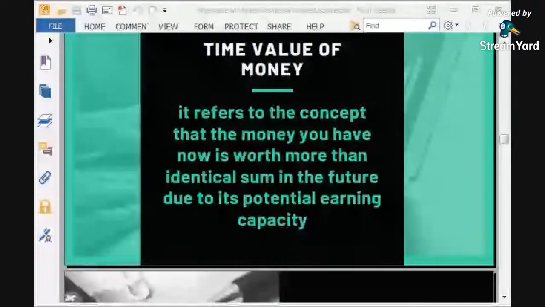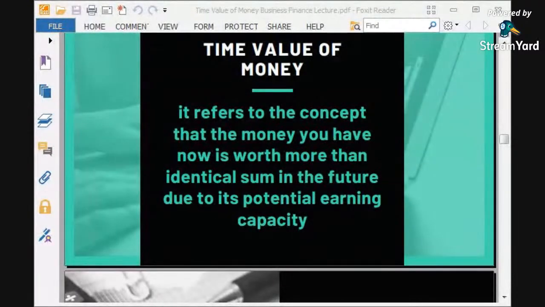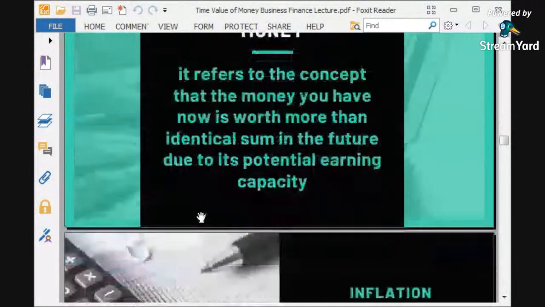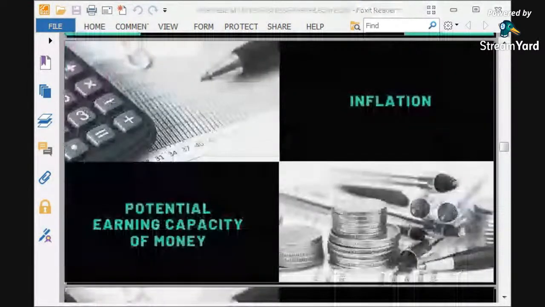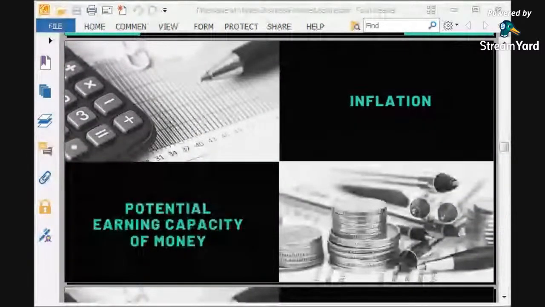Kasi merong dalawang dahilan kung bakit nagbabago ang value ng pera. Sabi ko naman sa inyo, lahat nagbabago, pati yung pera. So ito yung reasons kung bakit yung 1,000 pesos ngayon ay iba na ang value ng 1,000 pesos after a year or after how many years, at iba ang value ng 1,000 pesos ngayon sa 1,000 pesos last year. So the first reason is because of the inflation.